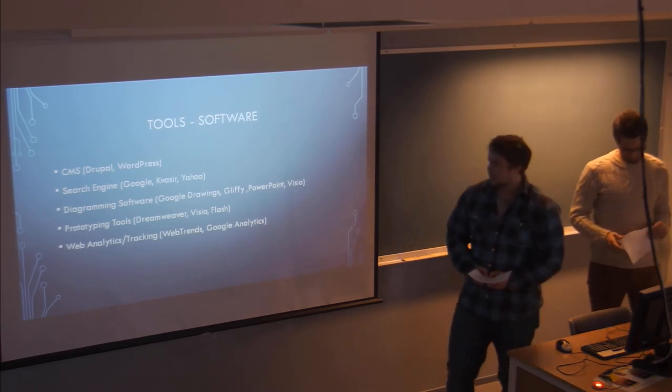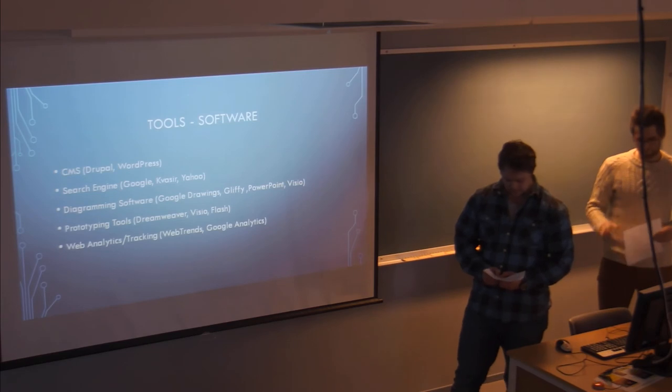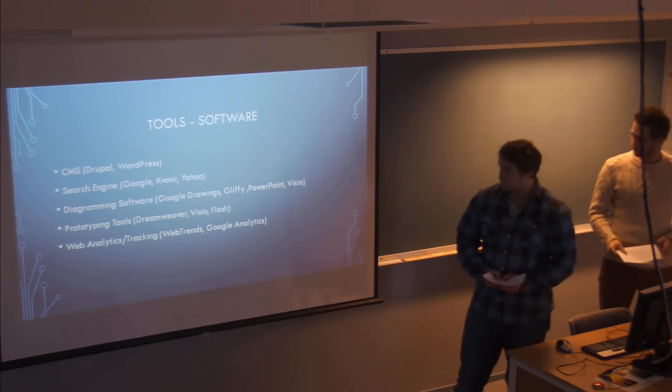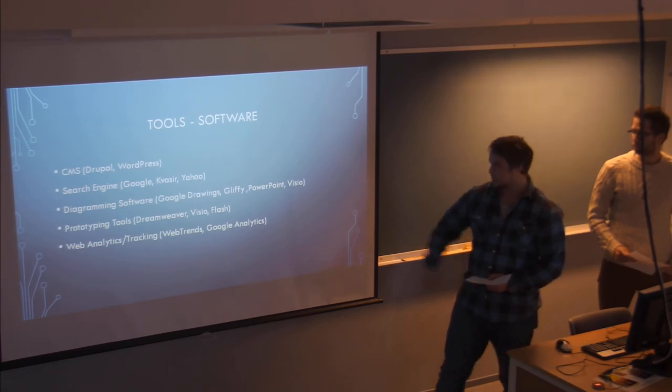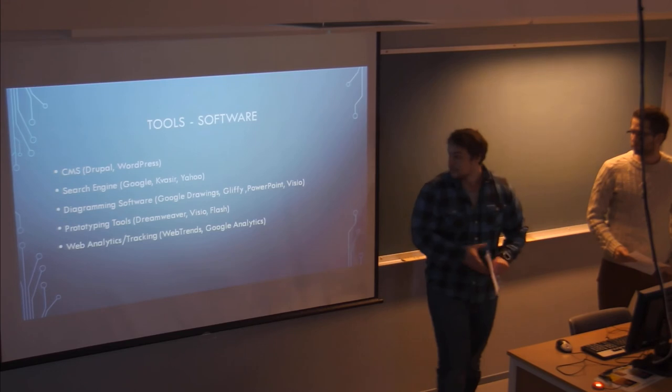Diagramming software is software that is used to model, represent, and visualize information. Within information architecture, this can be used to draw flowcharts of the hierarchy of the web page. And here are some examples of software.